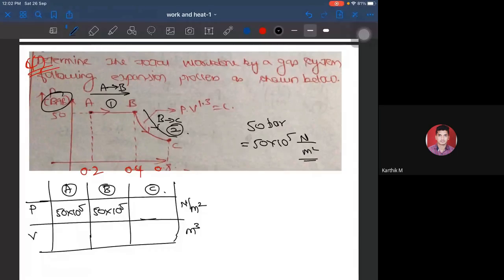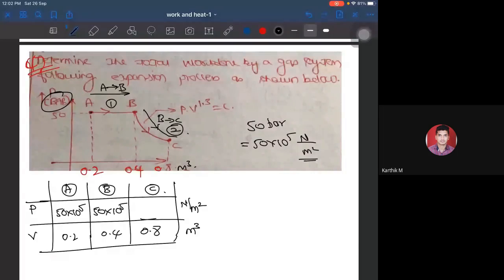What else we need? Volumes are given also. So volumes are given. This is in the meter cube. So kindly give me the volume. So volume at A is 0.2 meter cube, whereas the volume at B is 0.4 meter cube, and volume at C is 0.8 meter cube. That's all. Nothing else is given in the PV diagram, correct? Only this much.